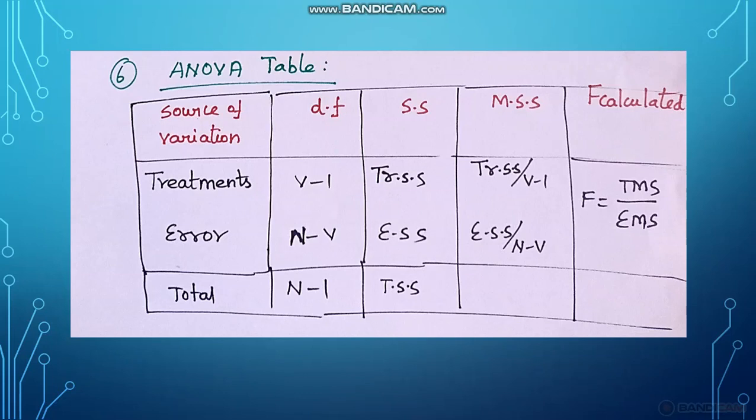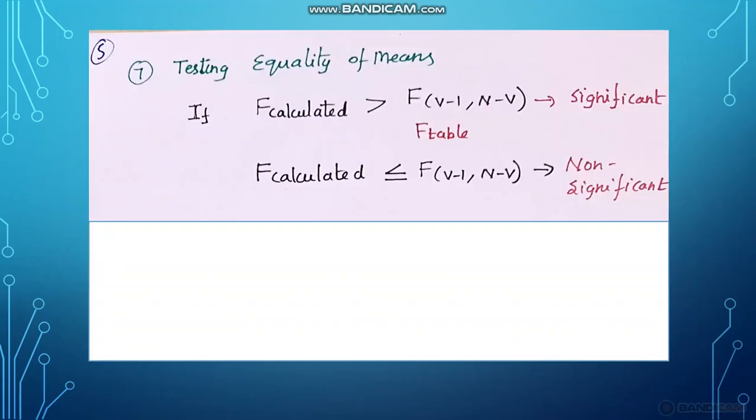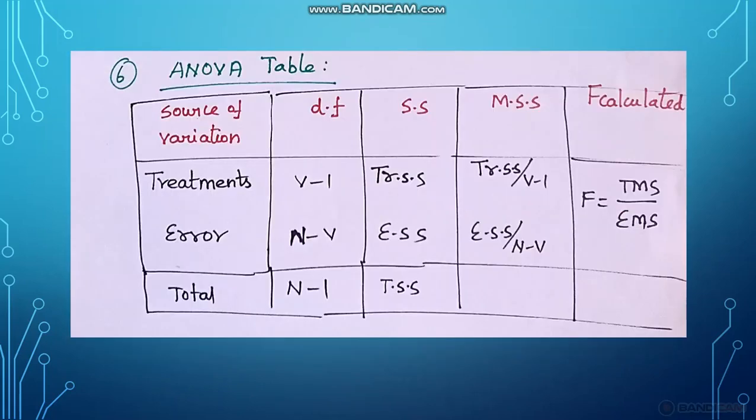In ANOVA we use the F test because the F test is used to compare two variances. Here we have two variances: the first is the treatment mean square, the treatment variation, and the second is the error variation. We want to compare the two variations, so we use the F test in the ANOVA table. That is the sixth step, the ANOVA table.